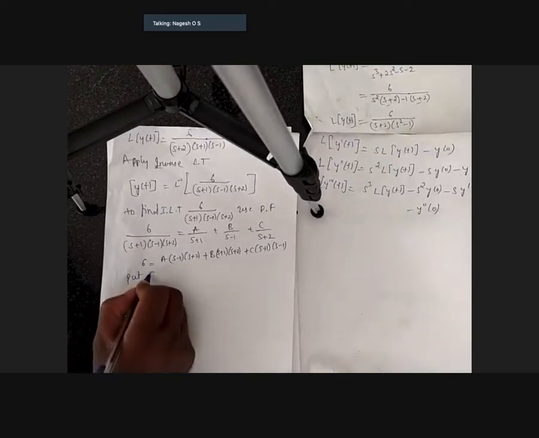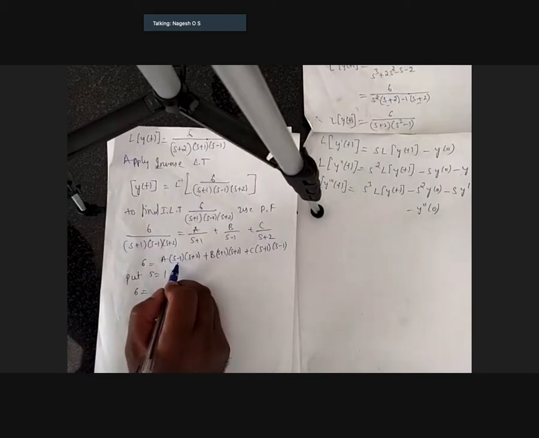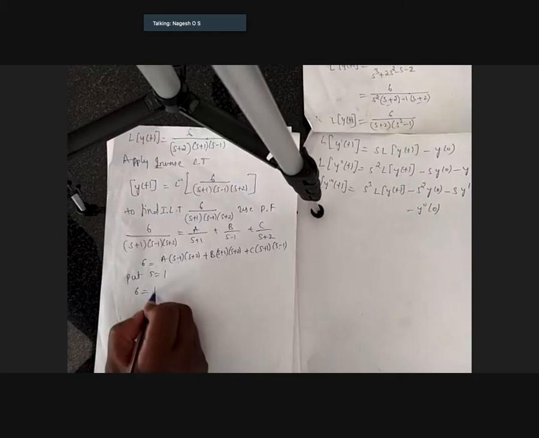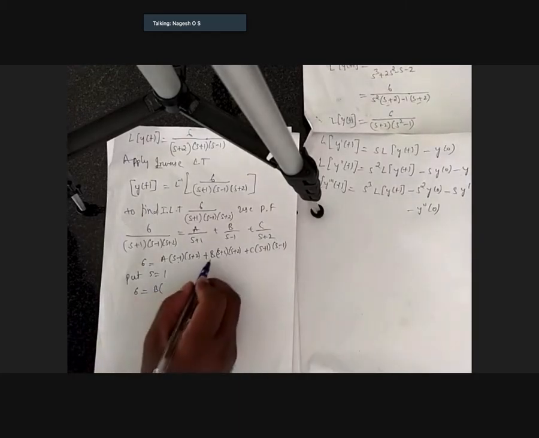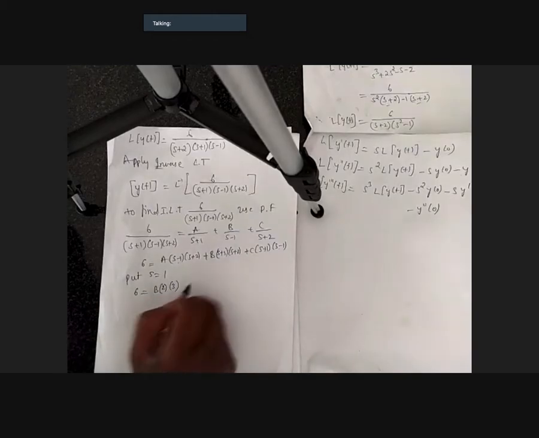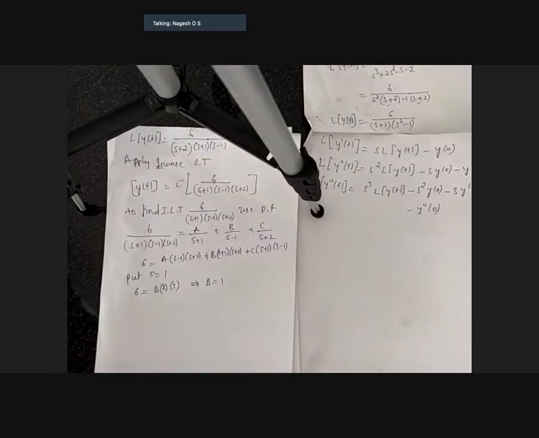Put s equal to 1. The 6 stays as it is. If you put s equal to 1, this will be 0 and this will be 0, so only b will be left. 1 plus 1 is 2, 2 plus 1 is 3. So 6 equals 3b, which implies b equals 1.